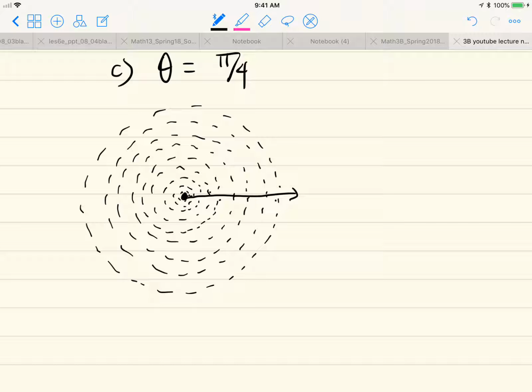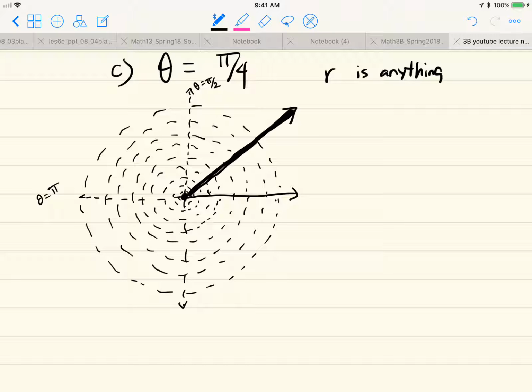And then I can start putting in these theta values. This is theta equals pi. This is theta equals pi over 2. So theta equals pi over 4 is anything that is here. So r can be anything. So r is anything, and theta is pi over 4.